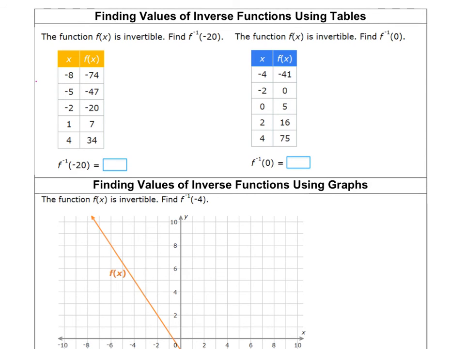So here's some Excel examples from what y'all are going to be doing. It says the function f of x is invertible. Find f inverse of negative 20. So we're going to find the inverse of negative 20. Okay, remember that normally we have an x and a y. But whenever I take the inverse, I'm switching those. So if I'm looking for the inverse, I'm actually going to be starting with the y value. So I need to look at when my y is negative 20, what is my x? So my answer would be negative 2.